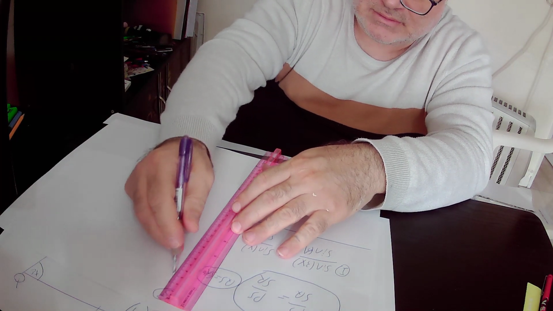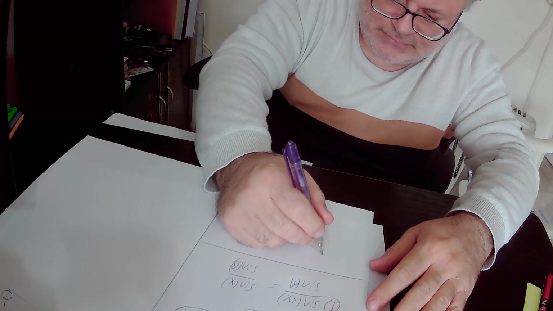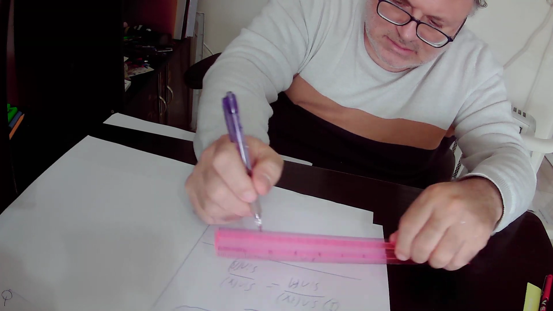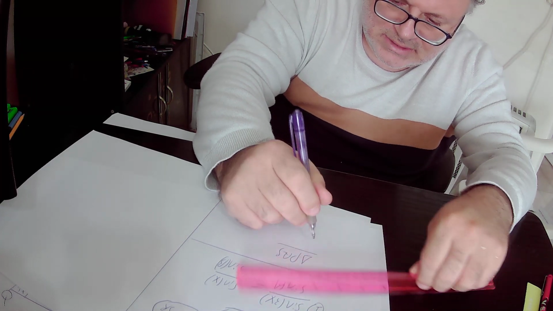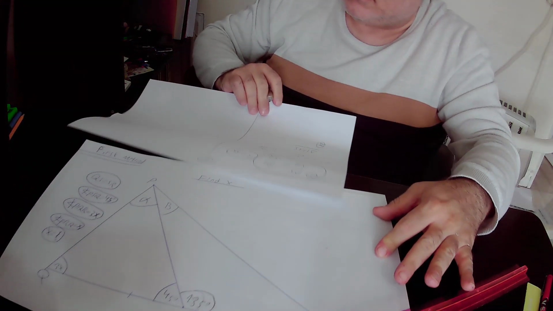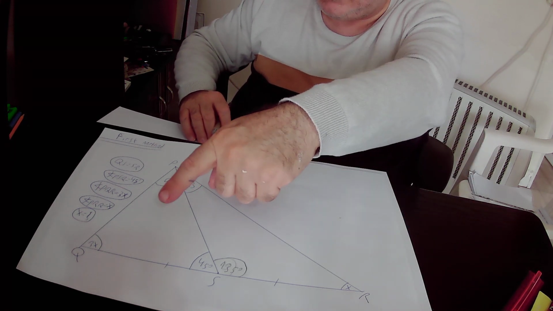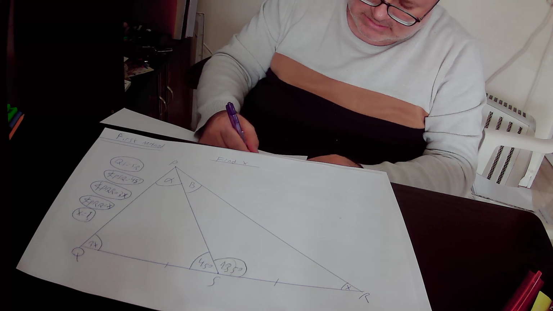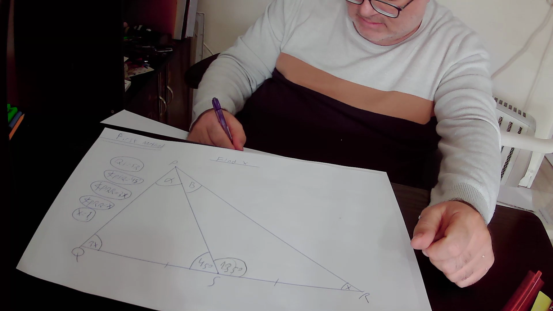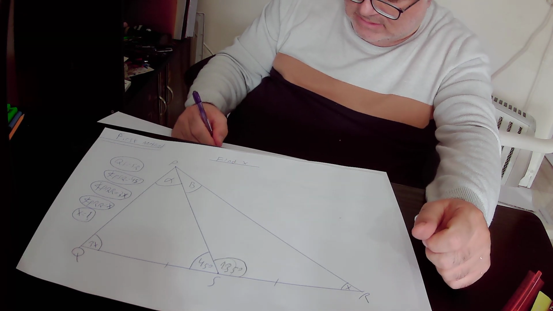We also know that the sum of the angles in any triangle is equal to 180 degrees. So if we focus on triangle PQS, we will get that the sum of the angles in triangle PQS is equal to alpha plus 3x plus 45 degrees, and it equals 180 degrees.